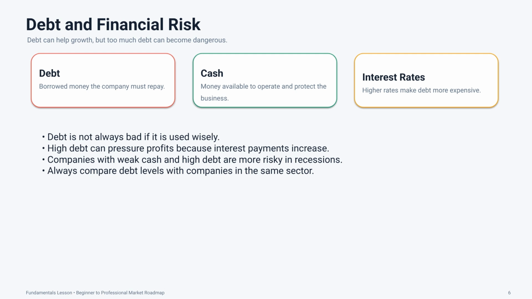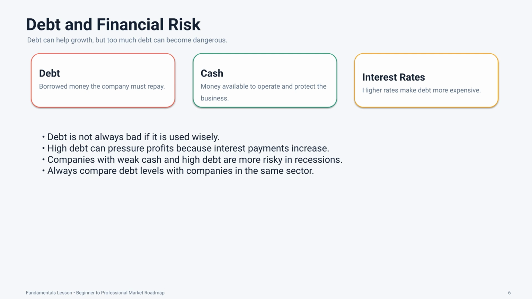When a company has high debt, it must make regular interest payments. If interest rates go up, that debt becomes more expensive. This can reduce profits and put pressure on the business. That is why we also look at cash. Cash helps a company operate, pay bills, invest in growth, and survive difficult markets.